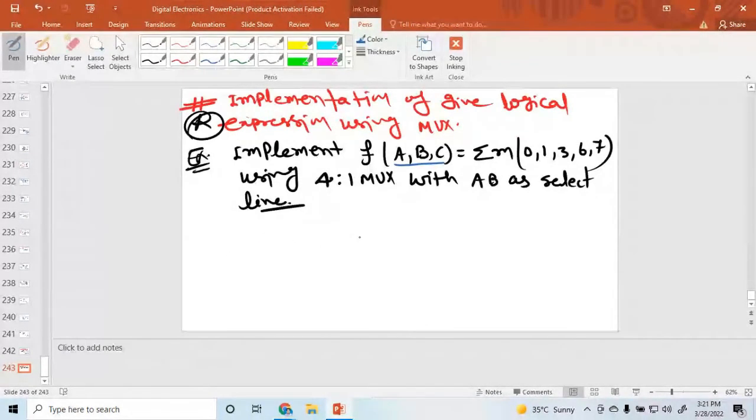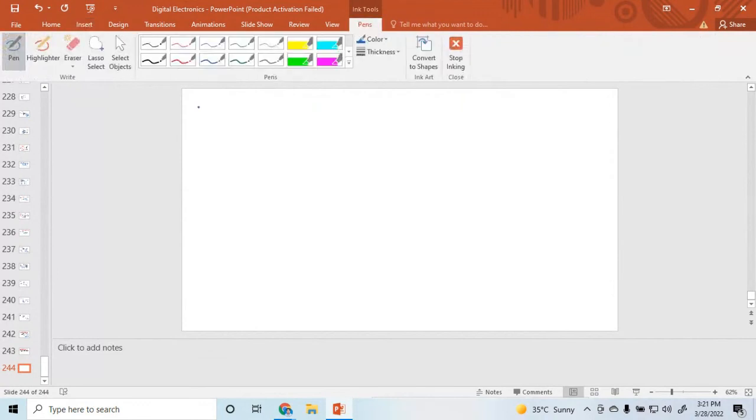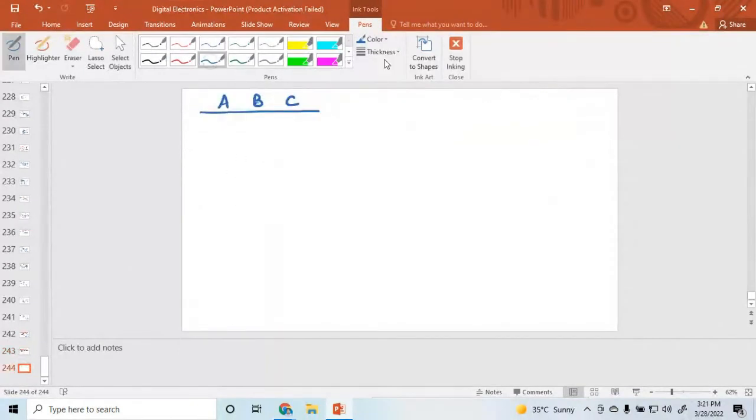Three variables. In the next slide I'm taking a truth table with three variables: A, B, and C. Here it is given that A and B are the select lines. See that in this question it is mentioned that A and B are the select lines, so C is free.